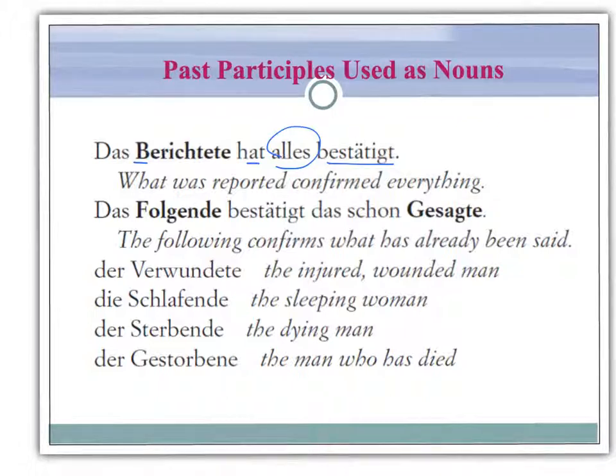Next one, das Folgende. This is going to be a lot more common in German. The following confirms what has already been said. So bestätigen again, but our gerund is das Folgende. Der Verwundete, die Schlafenden. This is only a female because it would be die Schlafenden if it were the sleeping ones, those little kids maybe. Der Sterbende, the dying one. That's pretty sad. Der Gestorbene, oh my gosh, even more sad. Sorry. Next slide and we're almost finished.